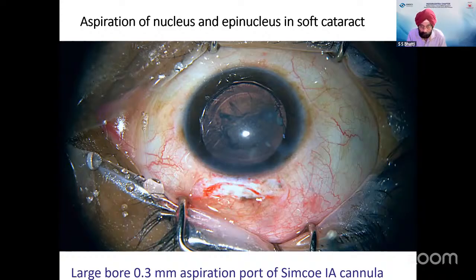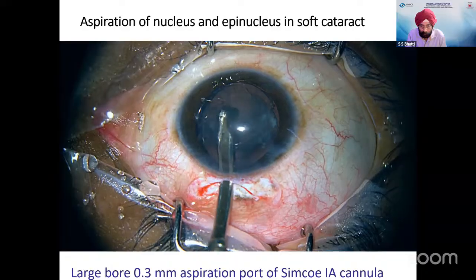And here, when I use a Simcoe, I again use both techniques, the very old-fashioned open chamber techniques as well as the closed chamber techniques. That means I will use my Simcoe both through the main wound as well as through a side port. Now, in this case, the entire nucleus is out there and it's a very soft nucleus. So this shows you that a large bore Simcoe can not only remove the epinucleus, it can sometimes remove even the nucleus.